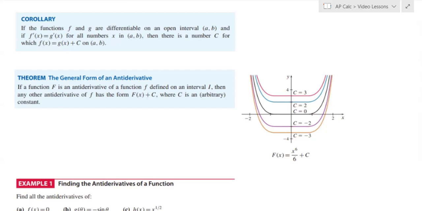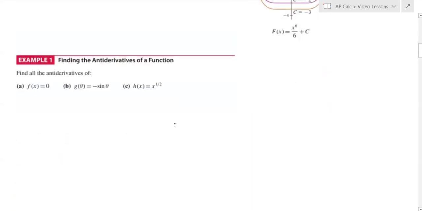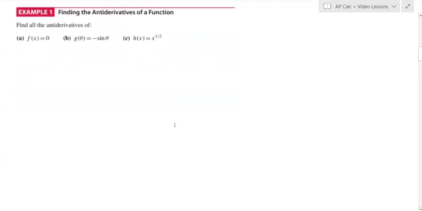So let's go ahead and look at an example here of finding antiderivatives of a function. We want to find all antiderivatives of, for part A, f of x equals 0. Since the derivative of a constant function is 0, all the antiderivatives of f of x equals 0 are of the form capital F of x equals capital C, where C is a constant. Because the derivative of a constant is 0. We don't know what the specific number would be, but in general, the antiderivative of 0 is going to be a number.